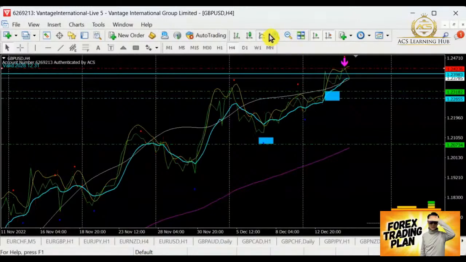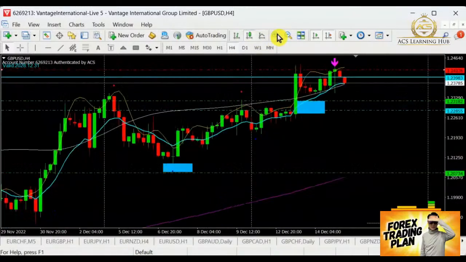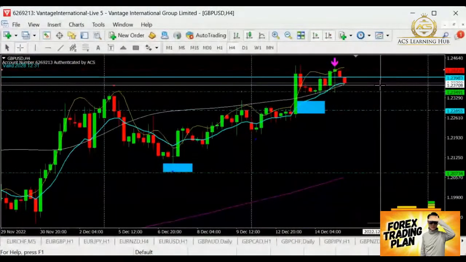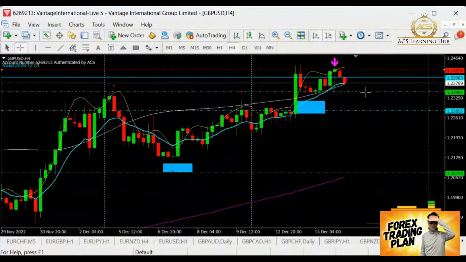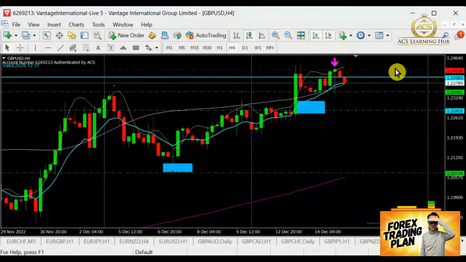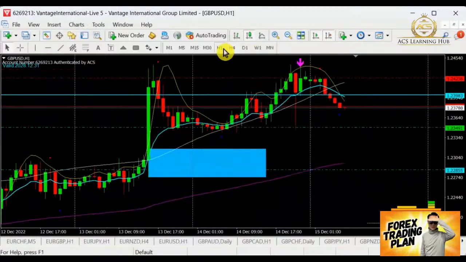Looking at this area here, we still have a support area at this level which was created yesterday. So we still have a good chance there for about 30 over pips to go. So take a look at this pound dollar. If I'm going to sell, we still have a good chance there.